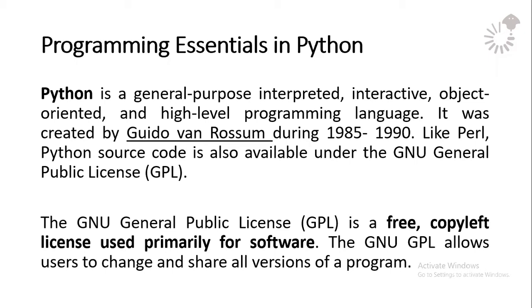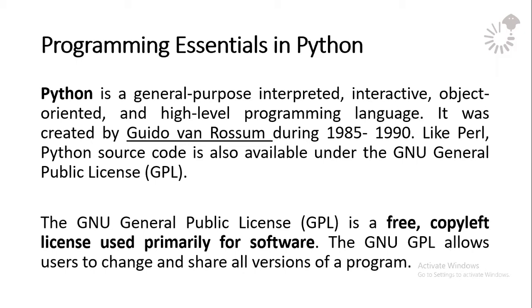This is created by Guido van Rossum during 1985 and 1990. So ano lang yan, bago-bago lang. It's 2 decades ago, 4 decades ago. So, kumbaga sa mga programming languages, medyo kasama siya sa mga bago or mga bunso. Like Perl, Python source code is also available under the GNU GPL or General Public License. GPL is a free copyleft license used primarily for software. GNU GPL allows users to change, share all versions of a program.